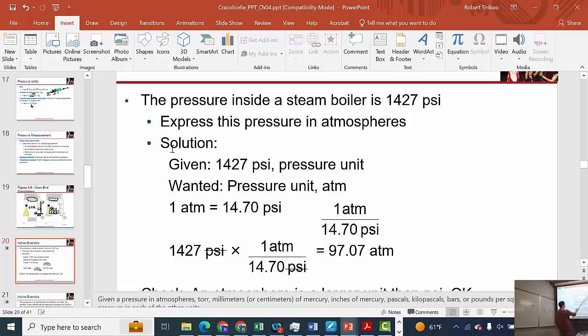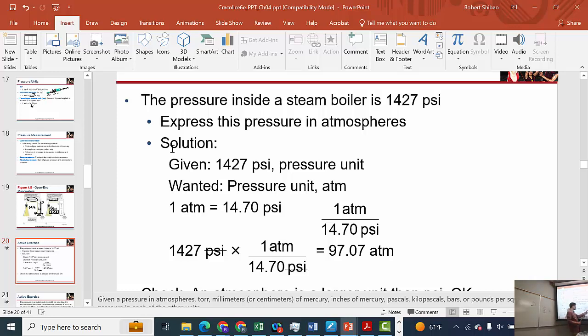The pressure inside a steam boiler is 1427 psi. Express this pressure in atmospheres. So we just take 1427 psi and we use this conversion factor here. 1 atmosphere is 14.70 psi. This is 4 sig figs here. If this were exact, I wouldn't put the 0 there. I'd just say it's exactly 14.7. That would be infinite sig figs.